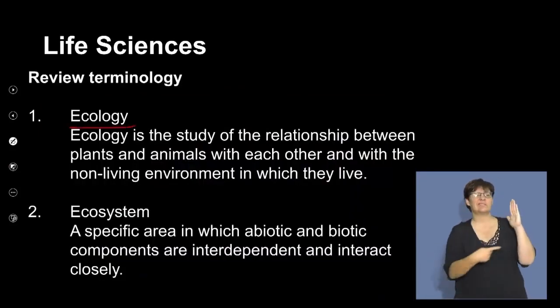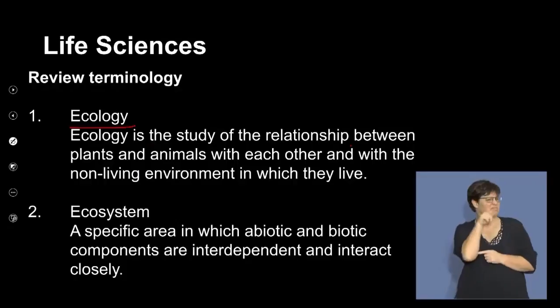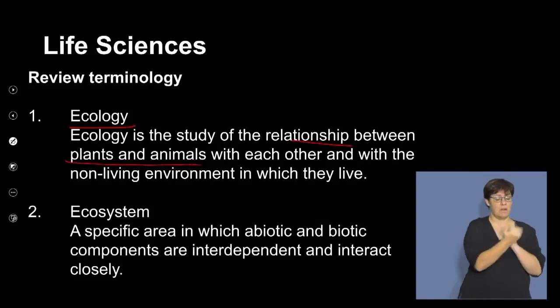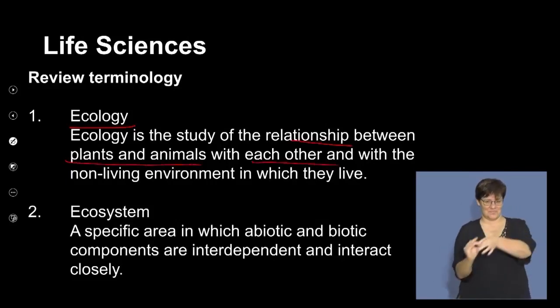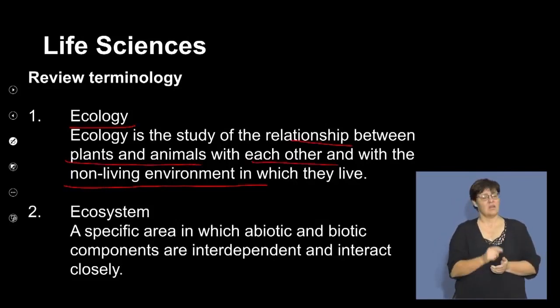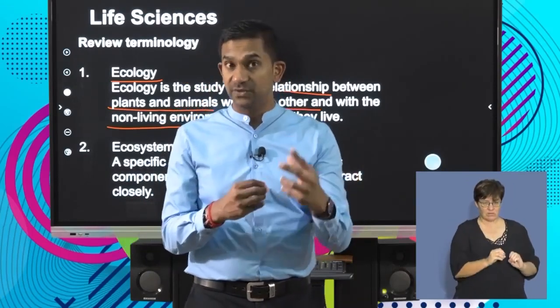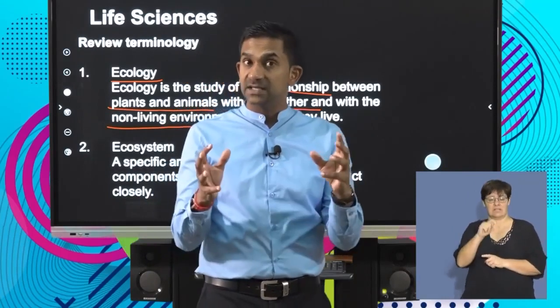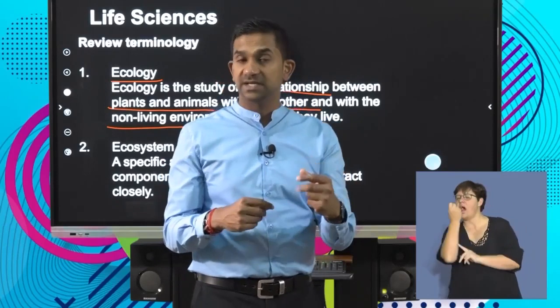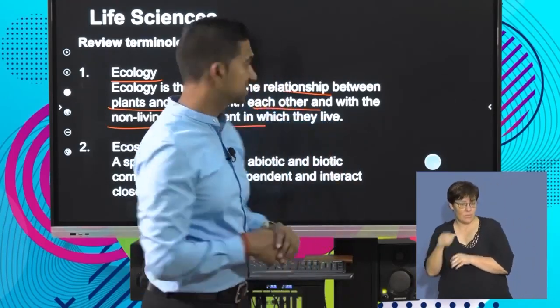We often talk about this in the context of ecology, and ecology again is the study of the relationships between plants and animals with each other and with the non-living environment in which they live. And it's important that we recognize that when we talk of the nutrient cycles, we're referring to the non-living components of the environment and how these influence the biotic factors. Hence, it's important that we have context to these cycles, looking at how the carbon and nitrogen cycles influence other organisms in that ecosystem.